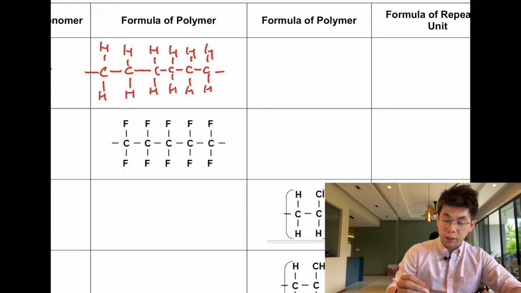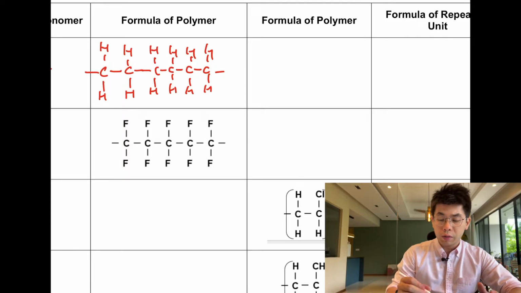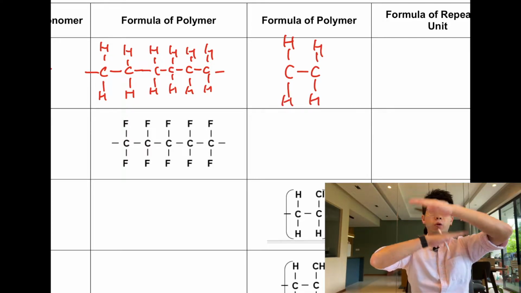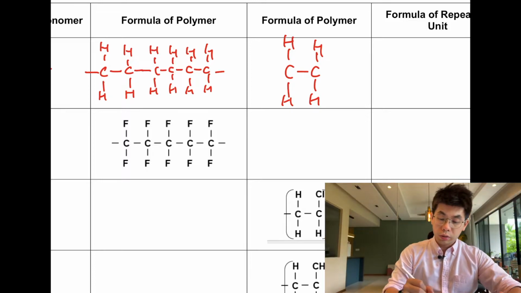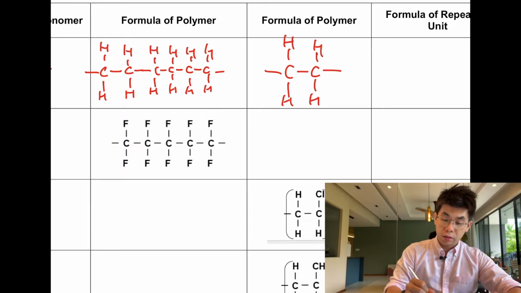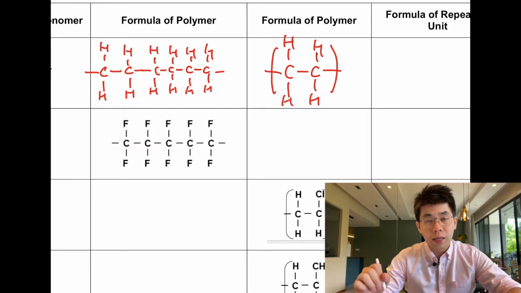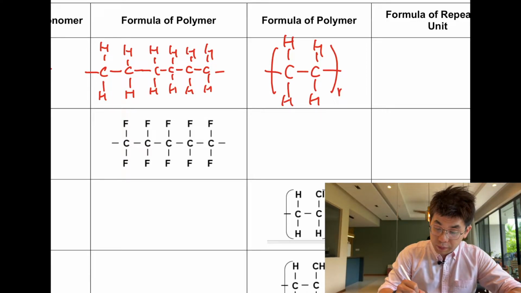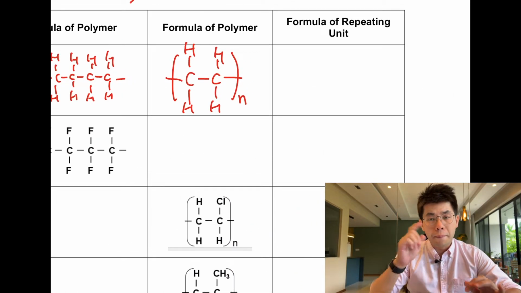So instead of drawing so many, we will just write the monomer. The monomer looks like this with the double bond. However, the double bond will open up so that it goes on both sides. Draw the bracket, and to indicate that there are many units of it, we put an N. So the N shows that there are many units.